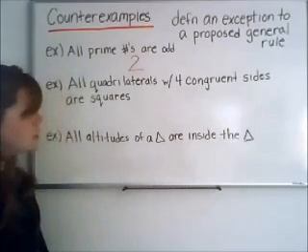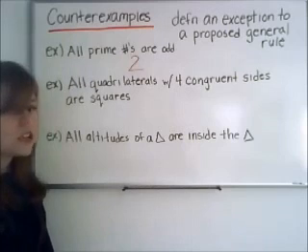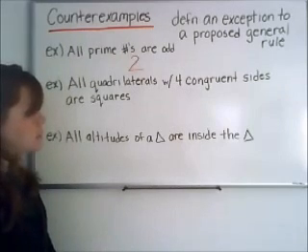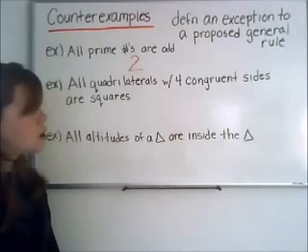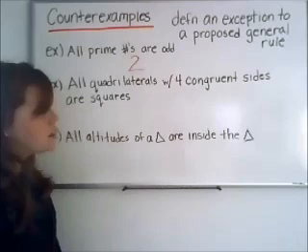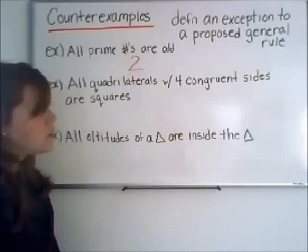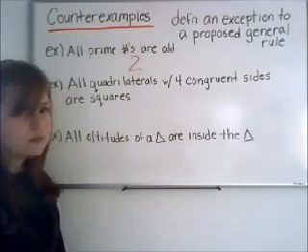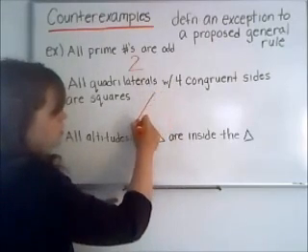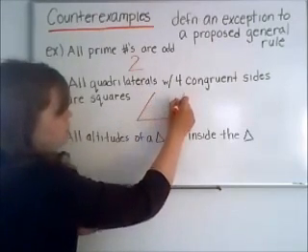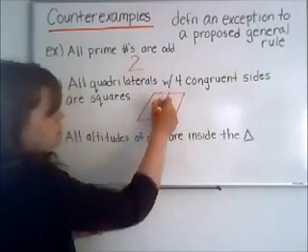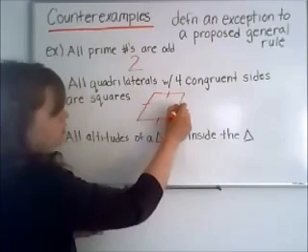Let's look at the next statement, which actually relates to geometry. The next general proposed statement would be: all quadrilaterals with 4 congruent sides are squares. Now certainly squares have 4 congruent sides, but I can think of another figure, a rhombus. And a rhombus, if you recall, looks something like this usually, where all the sides are congruent.